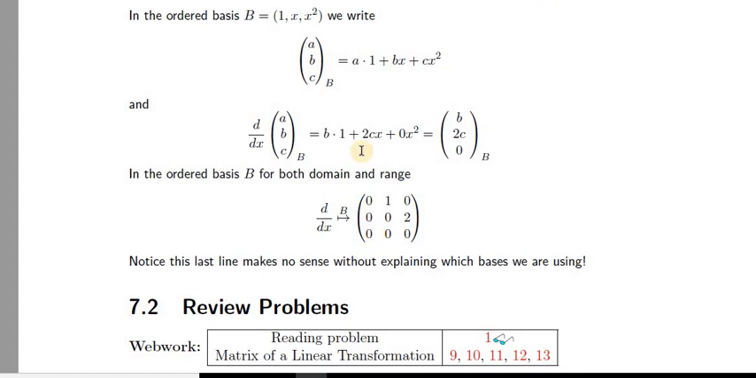Now suppose I input instead (0, 1, 0). What's the output? Well, if I input (0, 1, 0), I'm going to get (1, 0, 0). That's this second column here. Finally, if my input is (0, 0, 1), then the output is going to be (0, 2, 0). That's this third column here. Okay, so we see how the matrix corresponds to this linear transformation, with the caveat that we have to specify the basis, and the basis for the domain and for the range was 1, x, x squared. Okay, that's it.